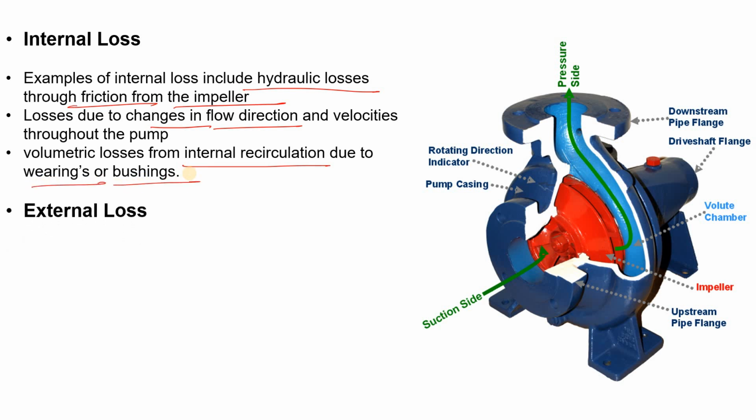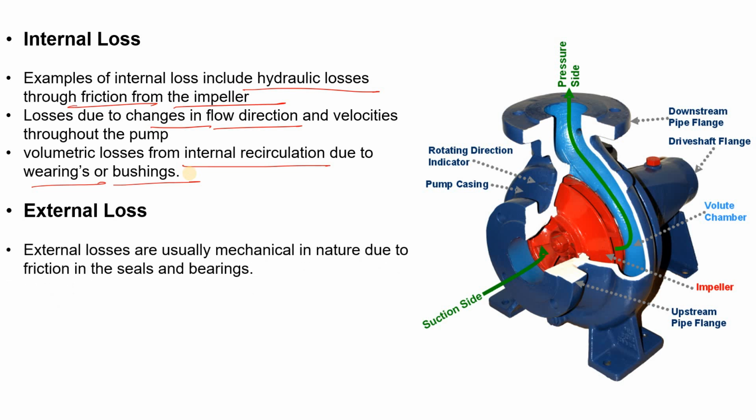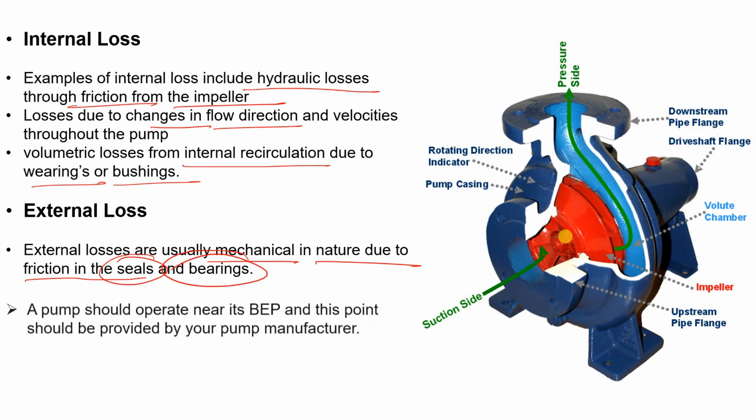Then there will be the external loss. What is the external loss? Mainly the external loss is usually mechanical in nature, due to friction in seals and bearings, that is not internal. Internal means within the casing and impeller. I hope you understood this point which I want to say.